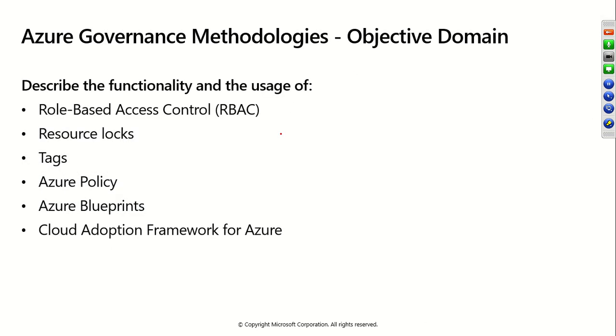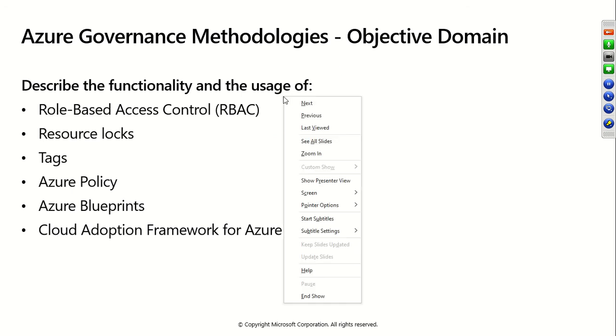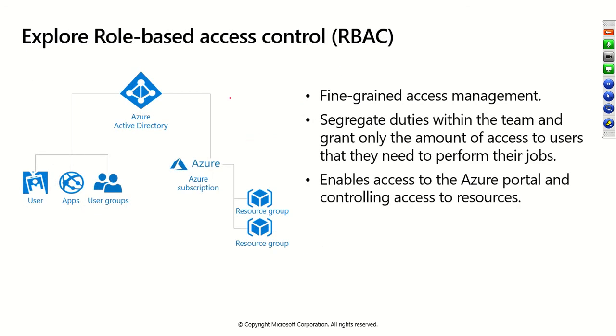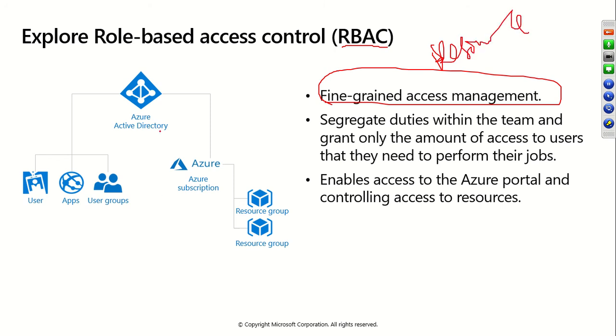Okay. Azure governance methodology. How do you ensure that you have strict governance in place? One is by using role-based access control, which I just showed you now. Okay, role-based access control is simply called RBAC. This is a fine-grained access control. Fine-grained means that you can give control over a particular resource. You can give privilege down to resources. Okay, that is role based.